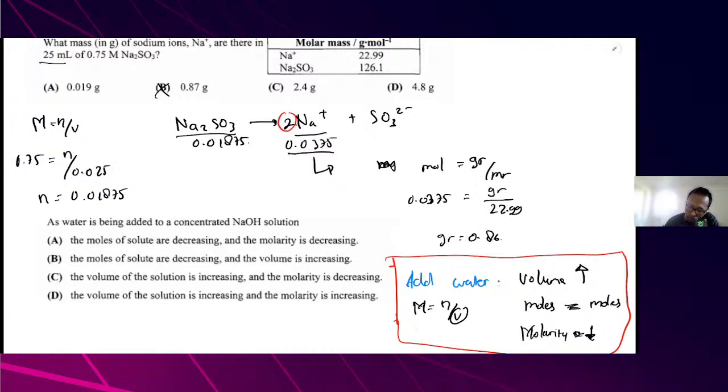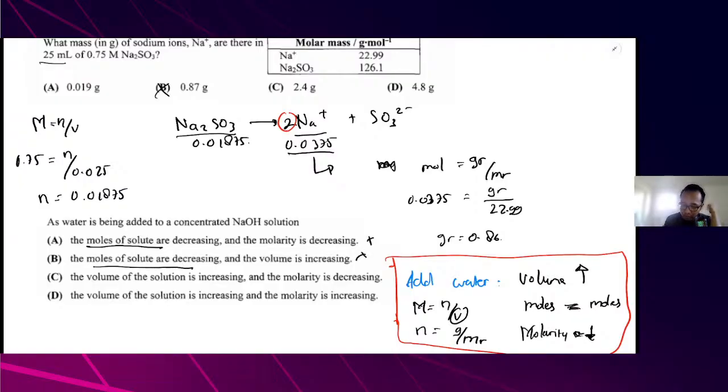How about the moles? The moles themselves are not changing, because grams per molar mass does not change. Okay, no change. So let's break down the options from here. The moles of solute are decreasing? Nope, not the moles.